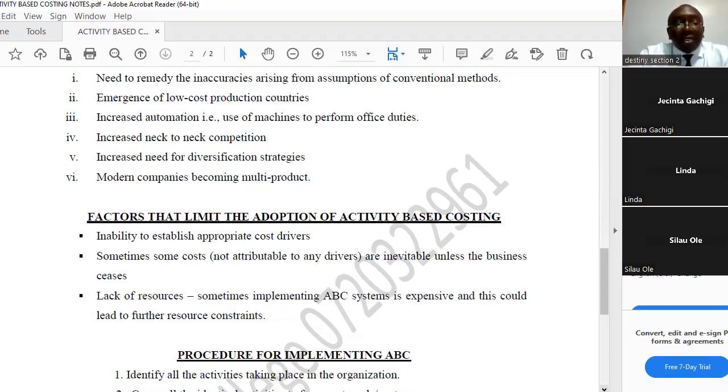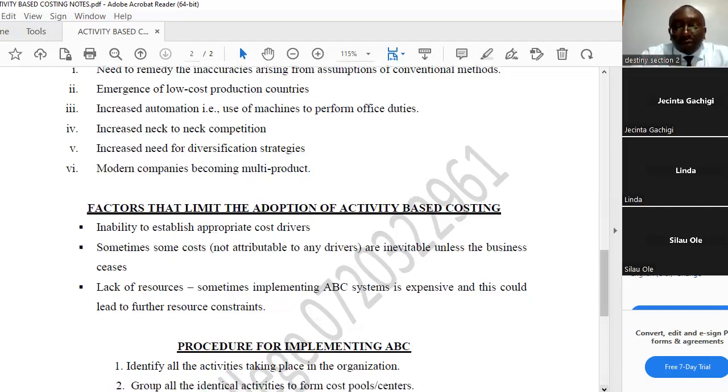And number 3 is that there is lack of resources. So implementation of ABC is expensive, it takes time, and we are going to solve a question in a while, and you realize that it takes time. These activities that are done, they require a lot of resources.